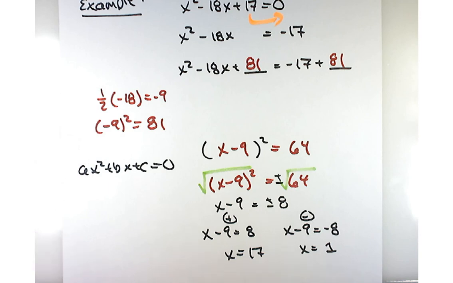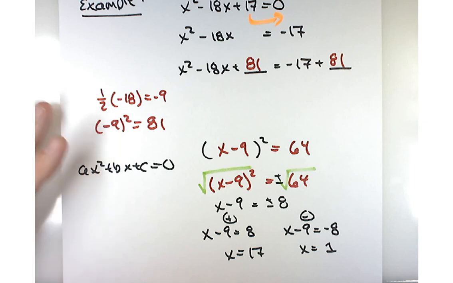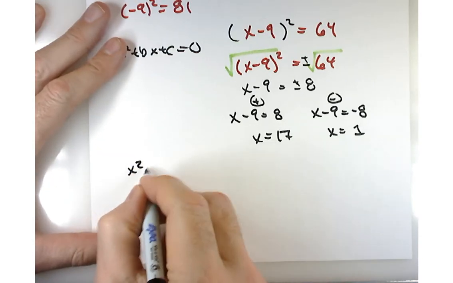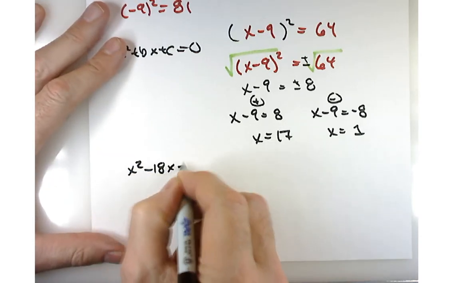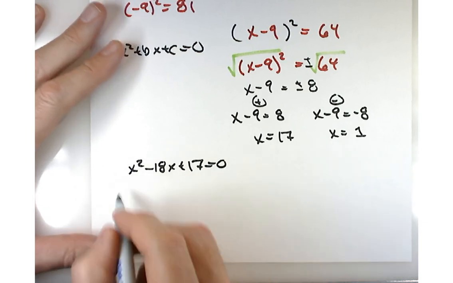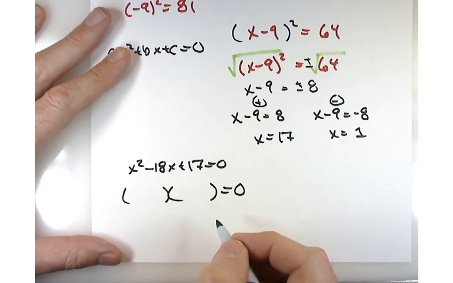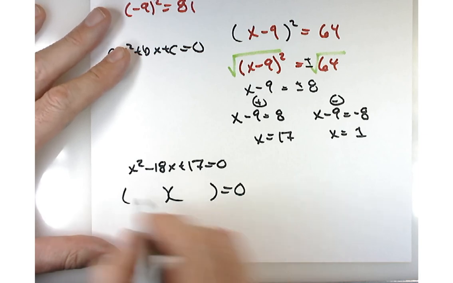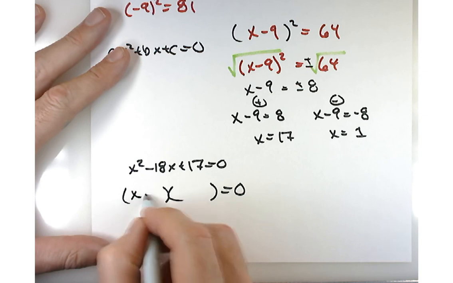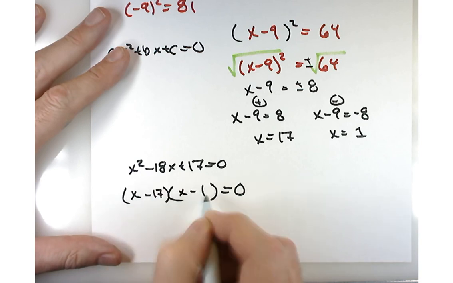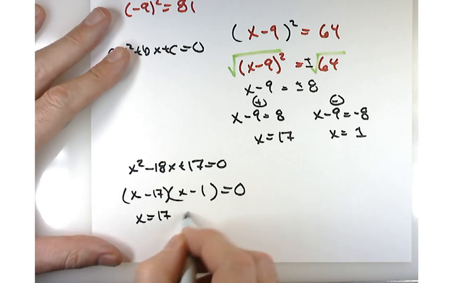But let me be very clear on something. When you take the test, I'm not going to tell you, oh, you have to solve this one by completing the square, or you can solve this one by factoring, or by the square root property, or the quadratic formula. I'm just going to say solve it. So if you gave me x squared plus or minus 18x plus 17 equals 0, I would factor it. How does it factor? X minus 17 and x minus 1, and there's your two solutions.